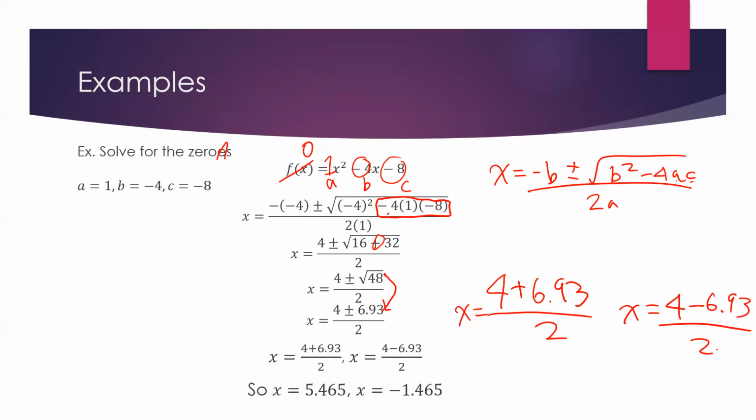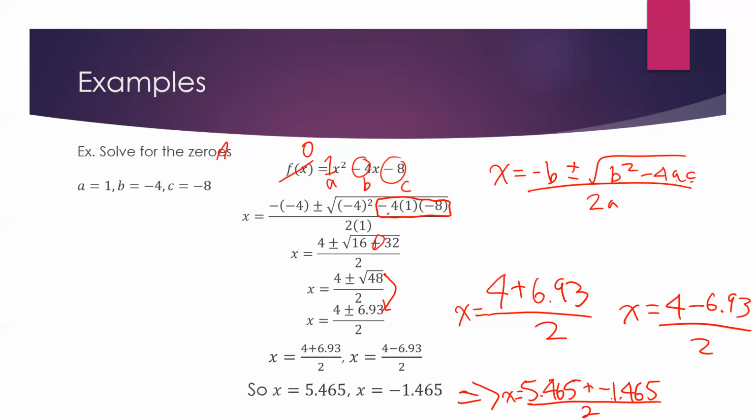And of course, I could use the two zeros to help me find the vertex. If you want to find the vertex, just find the x coordinate, that is, find the midpoint between them. So to find the x coordinate of the vertex, I simply add the two zeros and divide by 2.